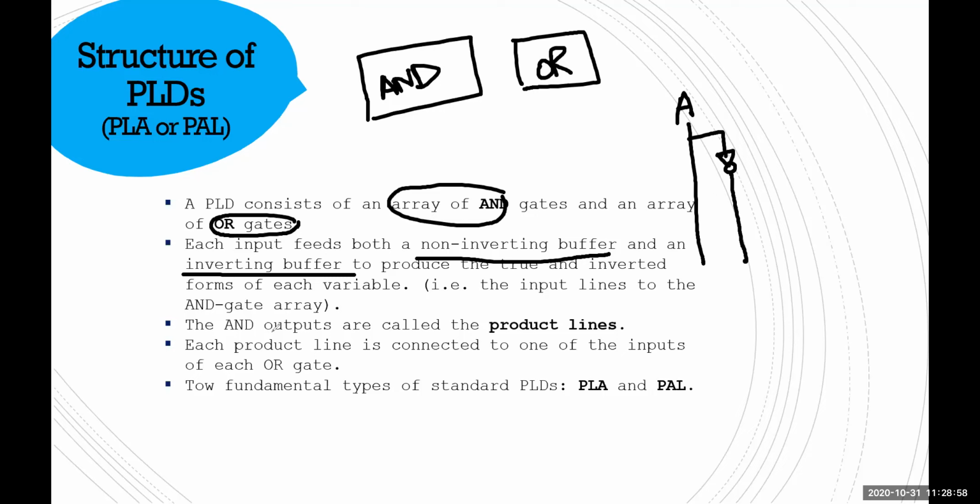The AND gate outputs are called product lines. Each product line is connected to one of the inputs of each OR gate. This product line will go to the OR gate. Okay, I will show you, no problem. Two fundamental types of PLDs are PLA and PAL. Obviously, you know it.